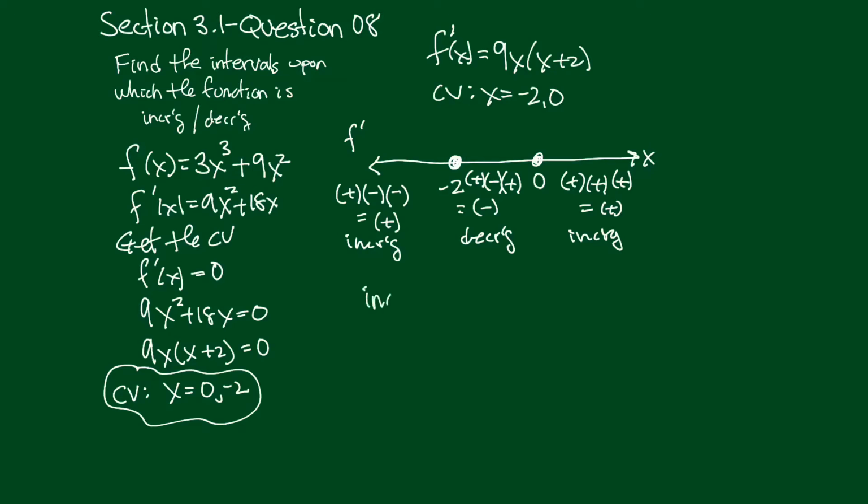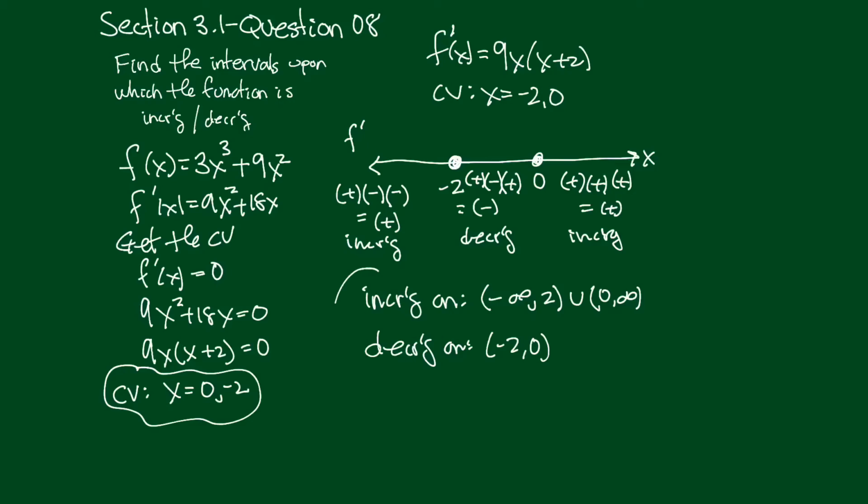So this function is going to be increasing on, what have we got? It's increasing from negative infinity to negative 2, or, that's our sign for or, then out here, 0 to infinity. Open parentheses because those numbers are not included. And then the function is decreasing on that middle interval, from negative 2 to 0.